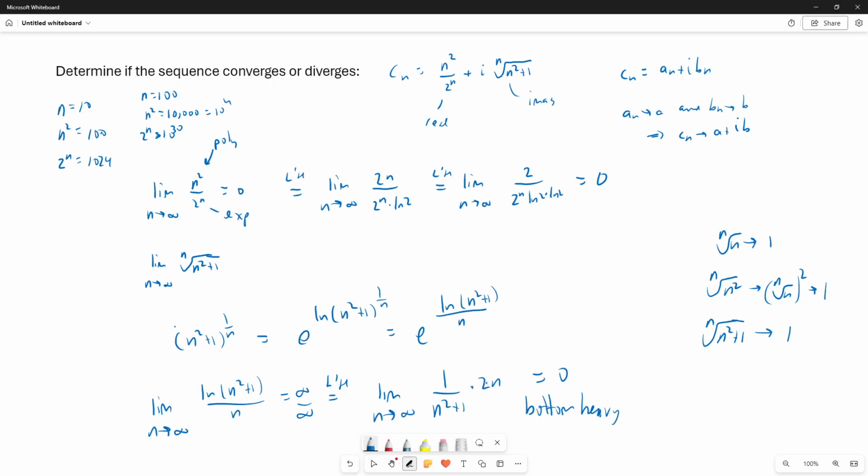Of course, we could use L'Hopital's rule one more time and see that as well. But at this stage, hopefully we recognize that one. So this one is 0, and so this one is e to the 0, which is 1. So the b is 1, and the c_n converges to 0 plus i times 1, or just i. So our sequence n squared over 2 to the n plus i times the nth root of n squared plus 1 converges to i as n goes to infinity.